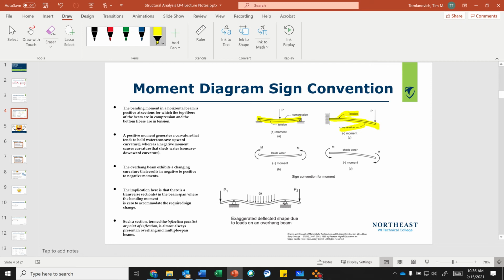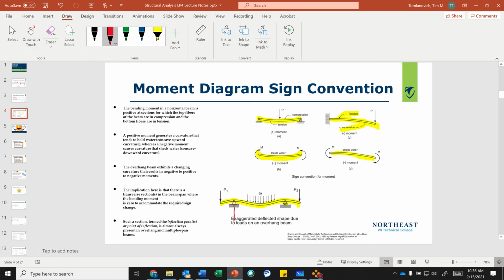Okay, so when you look at a moment, if the beam is bending and making a smiley face, we call that a positive internal moment. And if it's shedding water, we call it a negative internal moment. So when you look here, we have a negative moment, and they call this an inflection point. It turns into a positive moment, and then back into a negative moment right at the reaction points.